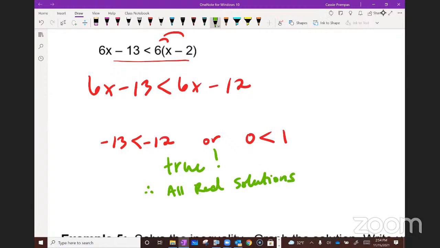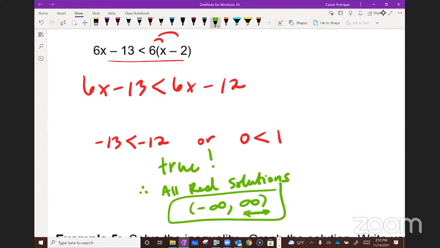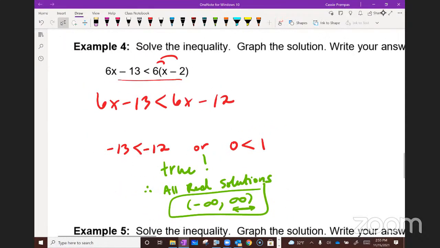Our answer in interval notation would look like -infinity to infinity. You'd have to answer in that way. And if you were graphing your solutions, you have to show an entire number line shaded. -infinity to infinity. Here's why, guys. If you end with a true statement, then you're going to have all real solutions.